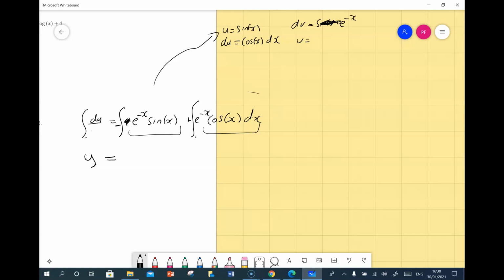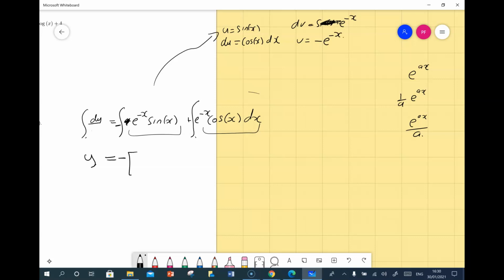Now remember, if we have e to the power of ax, the integral of it is 1 over a times e to the power of ax. Our a in this case is minus 1, so it's 1 over minus 1 times e to the power of minus x. But it's easier to write that as just minus e to the power of minus x. Alright, so let's put that integral together.